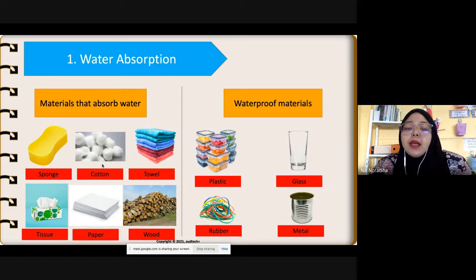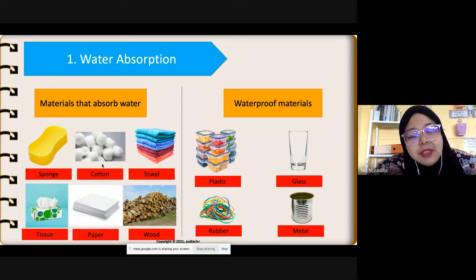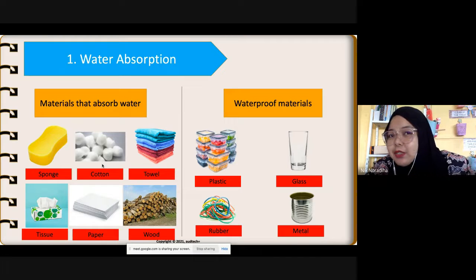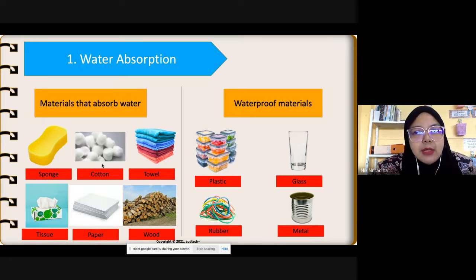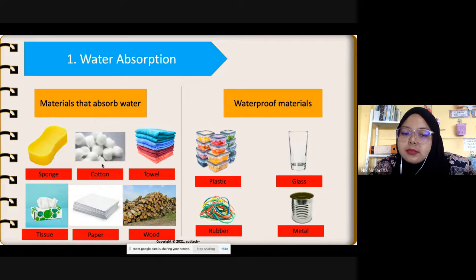The opposite of material that can absorb water. What do we call the opposite of material that can absorb water? Cannot absorb water. What is the other name for an object that cannot absorb water? Waterproof. Waterproof, correct. Thank you.